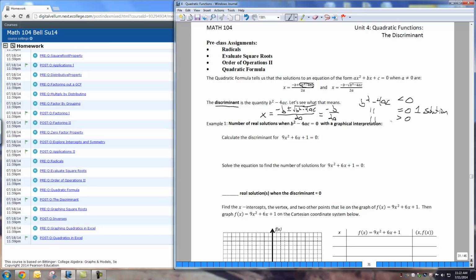If your discriminant is greater than 0, if this value in here is greater than 0, then you have a square root of a positive number. So that'll just simply give you 2 real solutions, like normal.